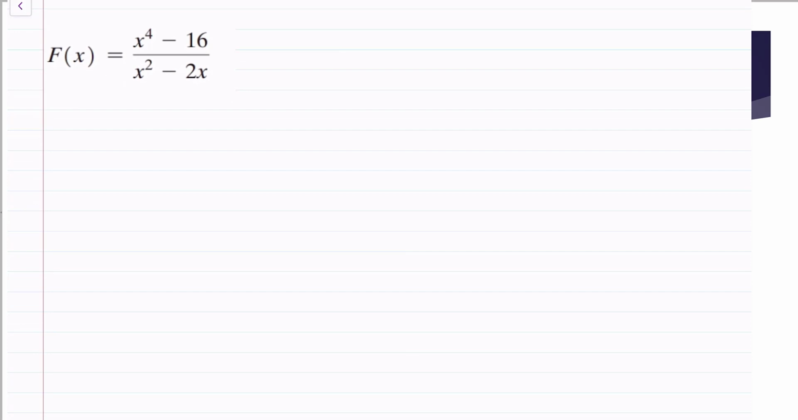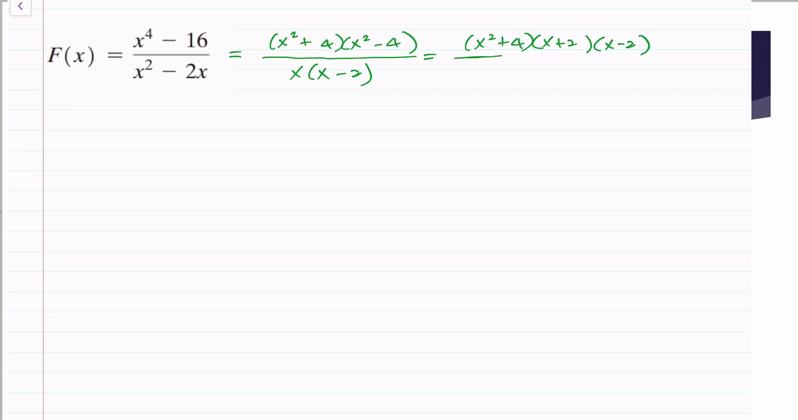So first order of business, as with the prior example, you've got to do some factoring here. Now the numerator is a difference of squares pattern, believe it or not. It's going to factor initially as x squared plus 4 and x squared minus 4. The denominator has a common factor of x, it's going to be x times x minus 2. Now hopefully you would notice that the second quantity in the numerator, the x squared minus 4, is again a difference of squares. And so if you factor completely, you're going to have x squared plus 4, x plus 2, x minus 2, all of that over x times x minus 2.